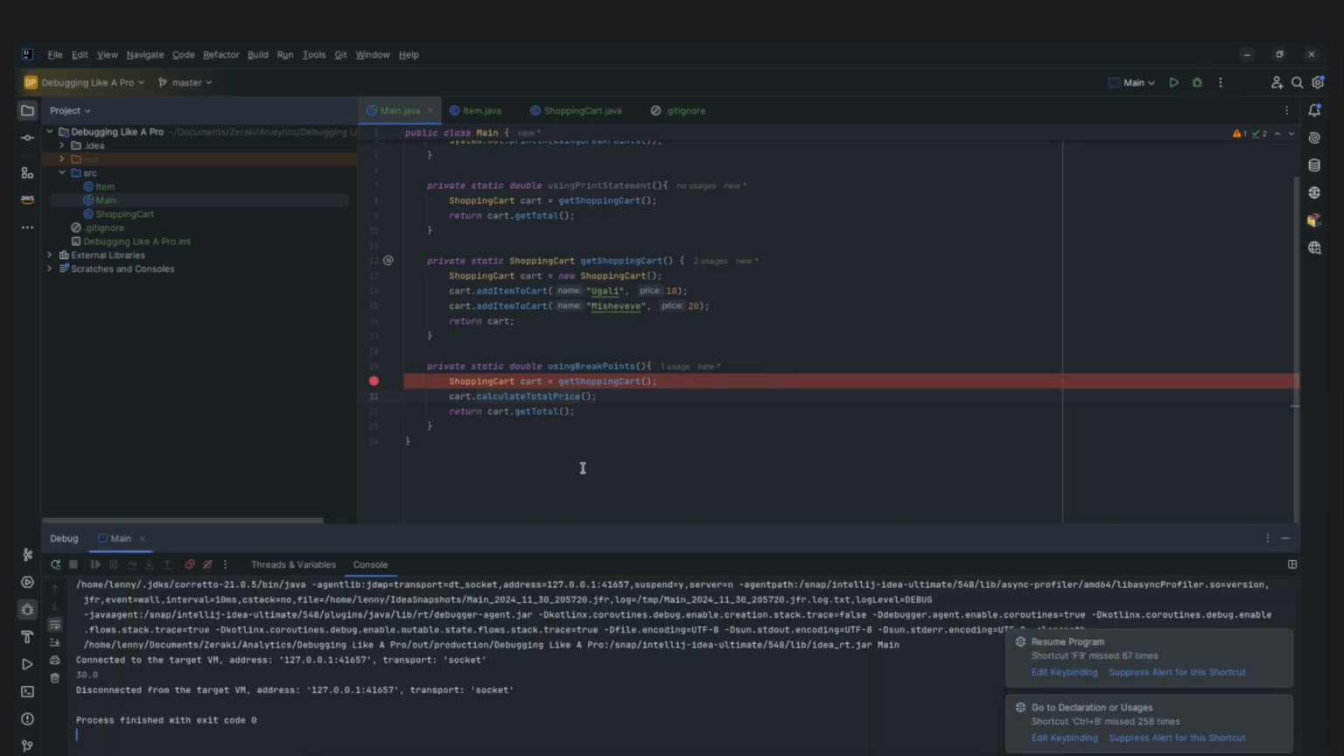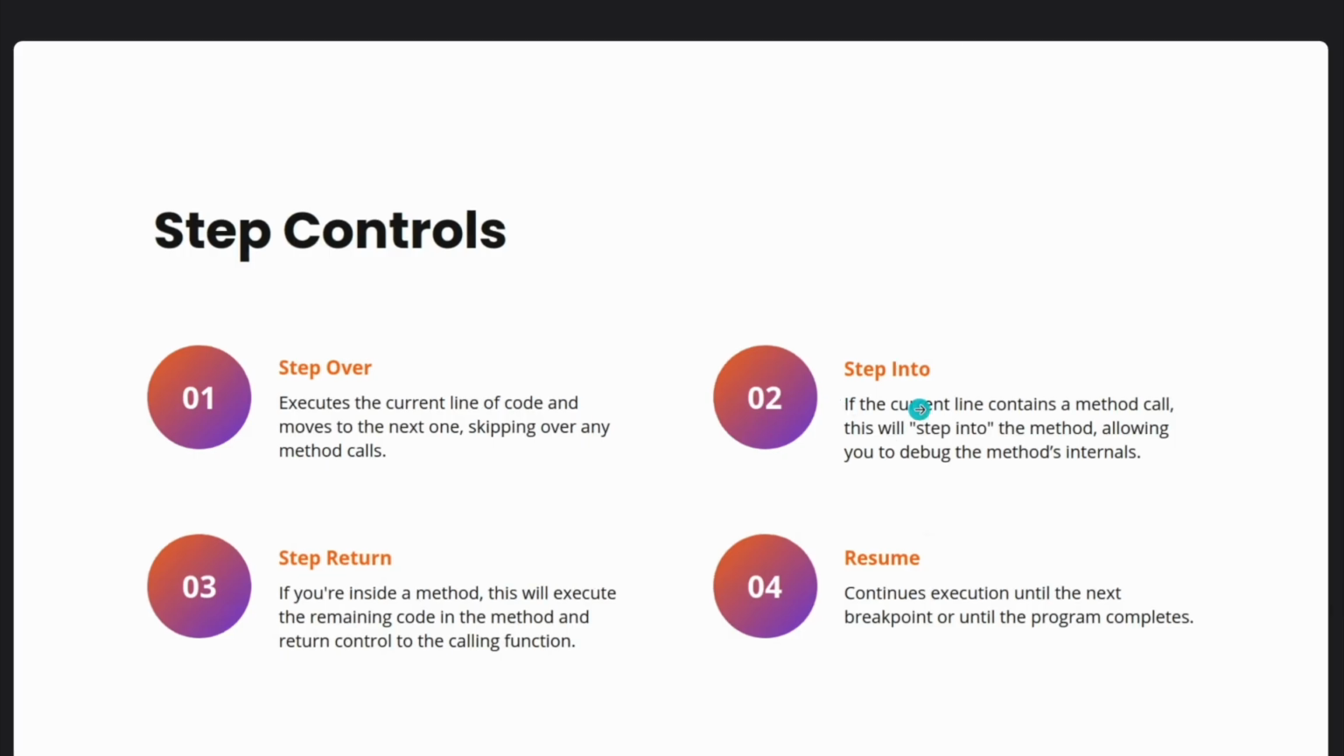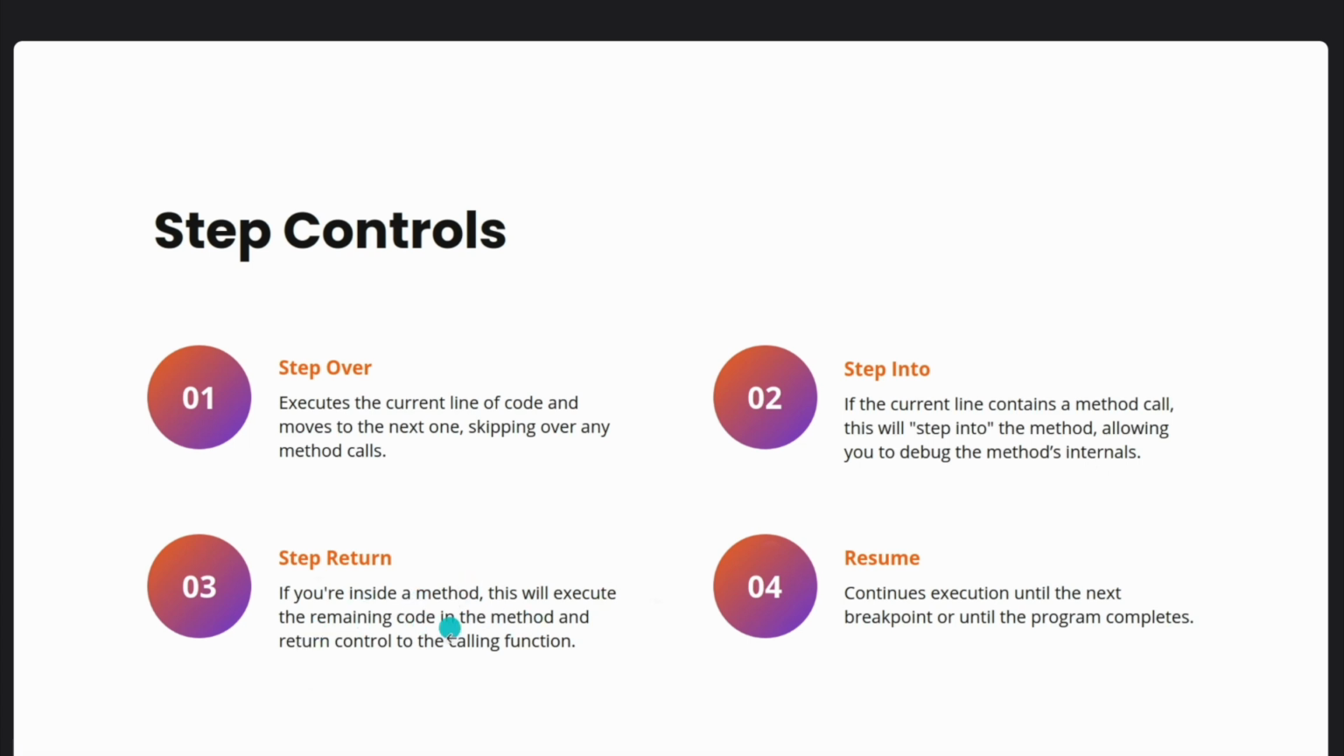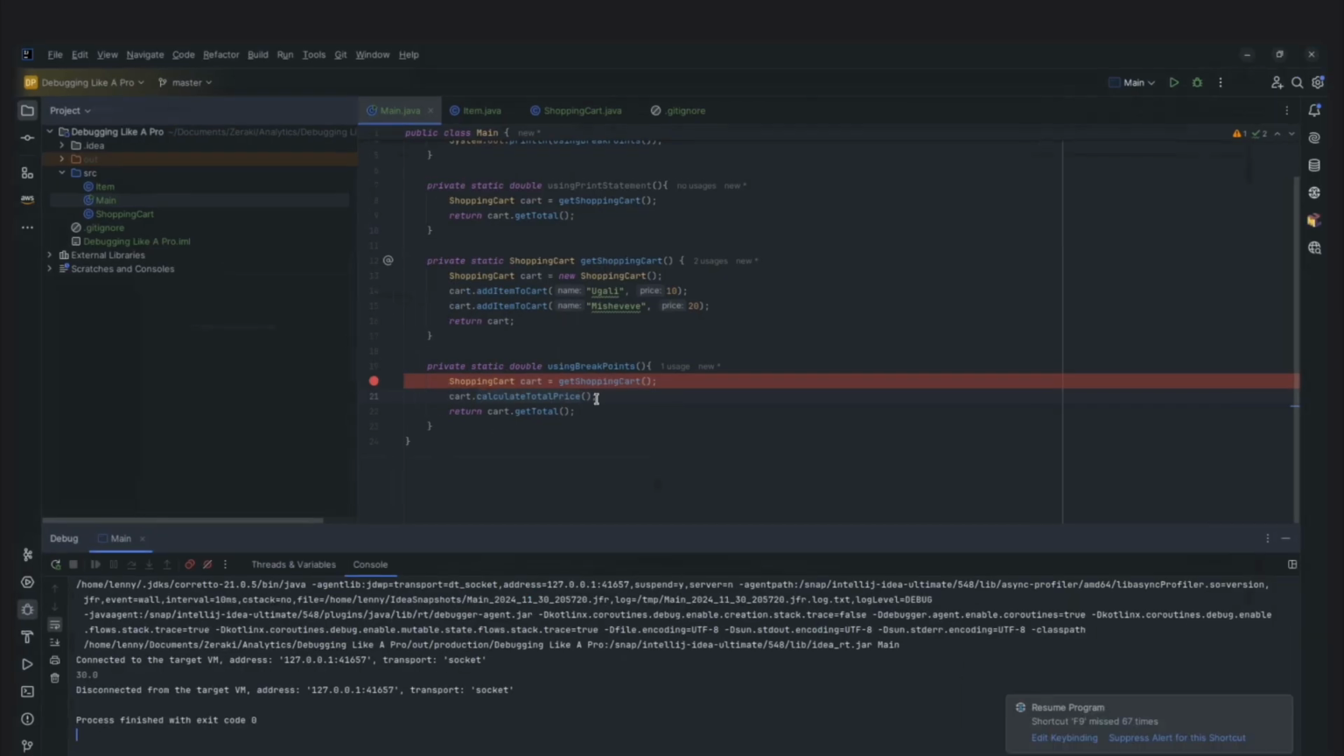And I'll just resume. I will go and explain step into. So step into is, if the current line contains any method call, you can step into that method, allowing you to debug that method's internals. And I'll also explain step return. Basically, this is getting out of that method. So if you are inside a method, this will execute the remaining code in the method and return control to the calling function. So I'll just use the same example.